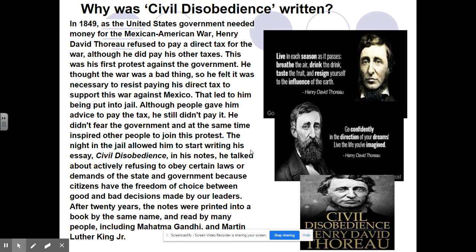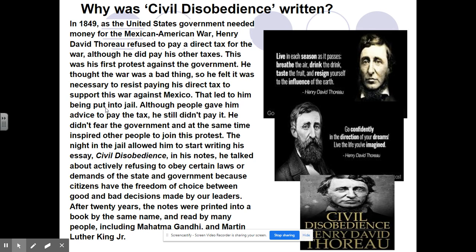In 1849, as the United States government needed money for the Mexican-American War, Henry David Thoreau refused to pay a direct tax for the war, although he did pay his other taxes. This was the first protest against the government. He thought that the war was a bad thing, so he felt it was necessary to resist paying his direct tax to support the war against Mexico.